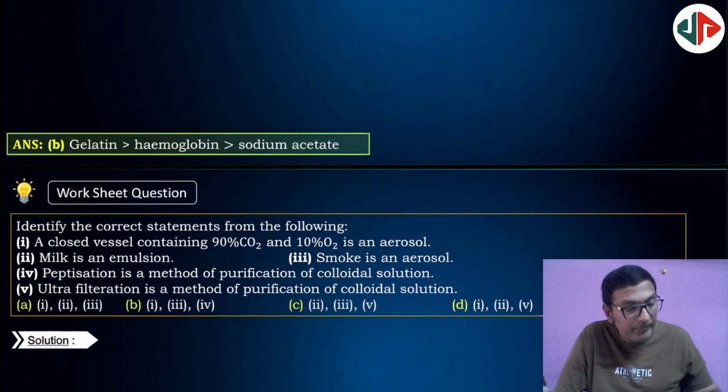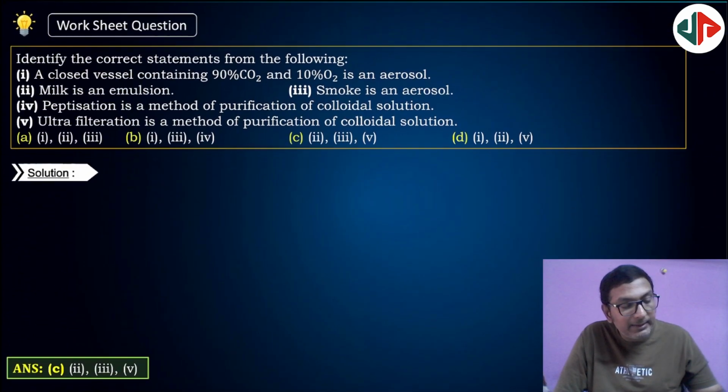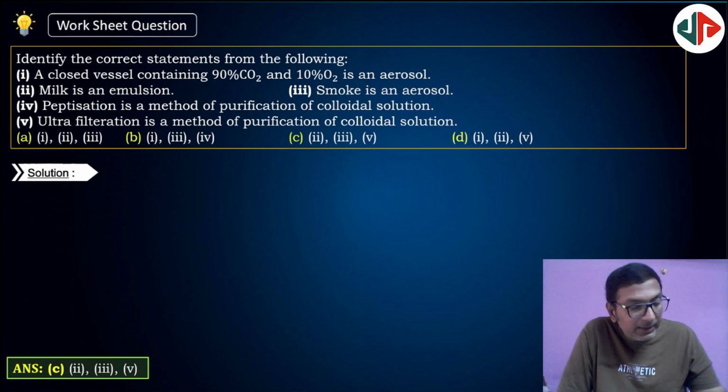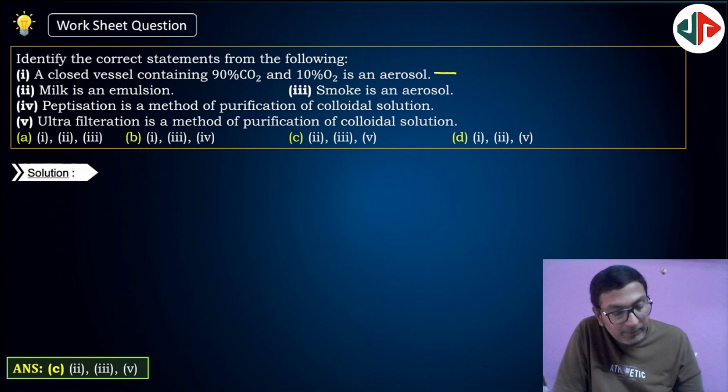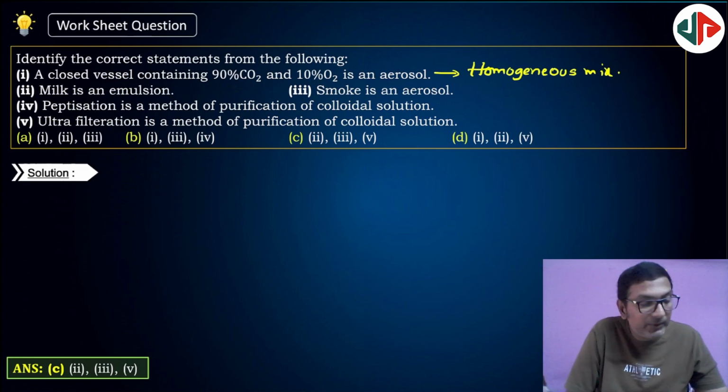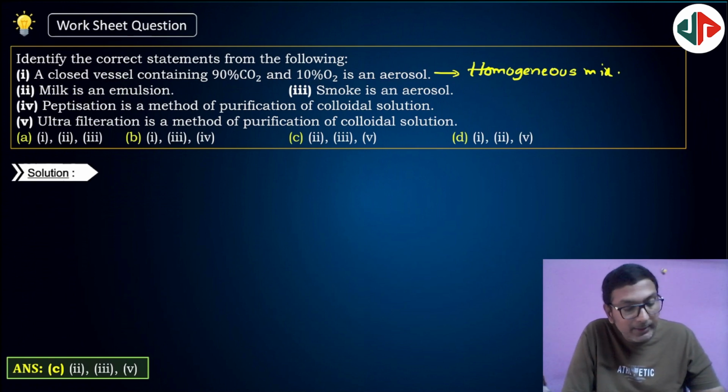Next, identify correct statements. See, a closed vessel containing CO2 and O2 can form aerosol. That is incorrect. So it will form a homogeneous mix. Therefore, it is not a colloidal solution. So one is incorrect. Next, what about 2?